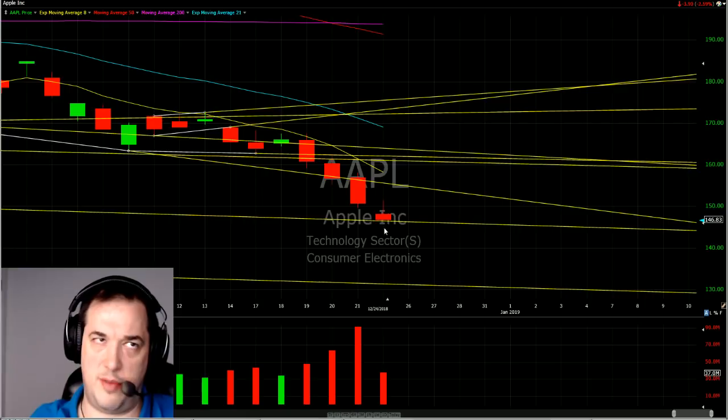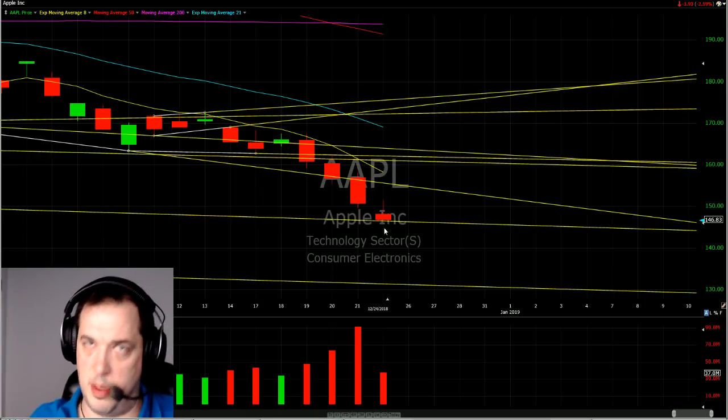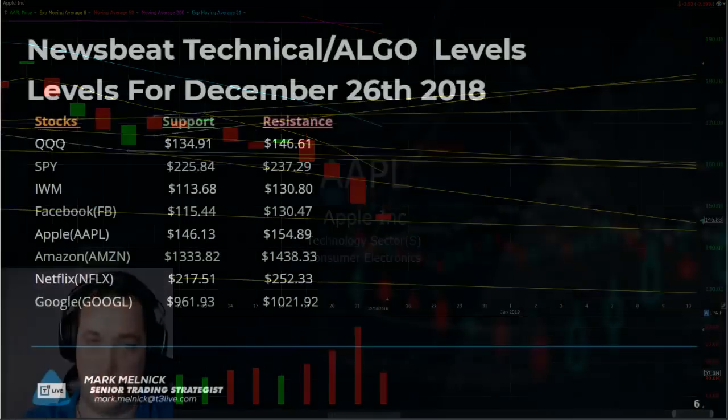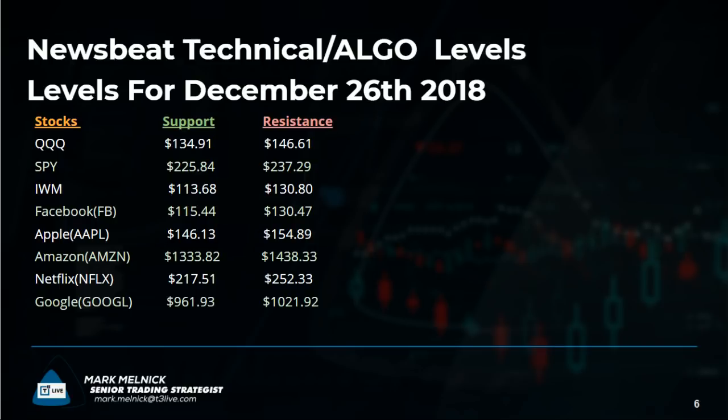What if I told you that I will give you some names for tomorrow? People in the Newsbeat live room get every name they're tracking, names that are not on this list. But I compile a list every night for you guys of 8 names in which I am looking for support and resistance. Do not tattoo this on somebody's face. Do not tattoo it on your arm. Do not write in permanent marker on your desk. These levels change every single day. These are the algorithmic support and resistance levels I am watching for tomorrow.